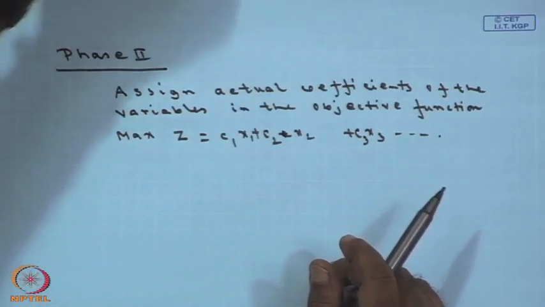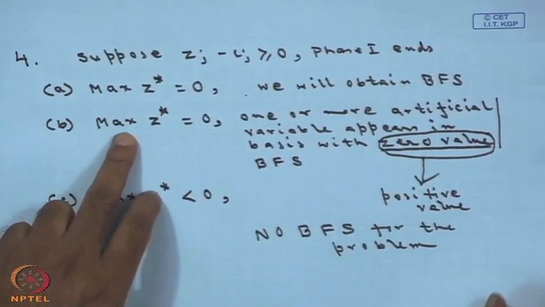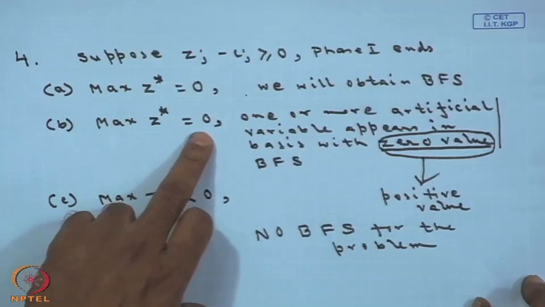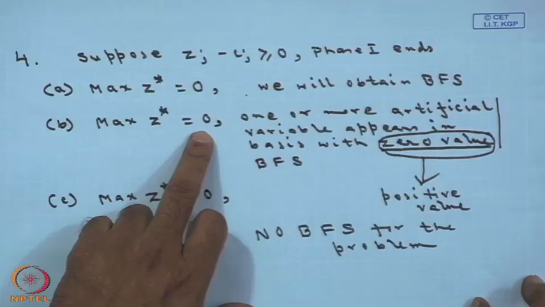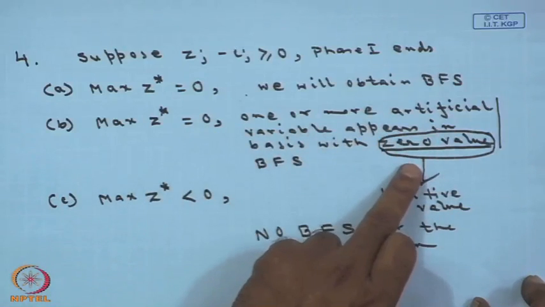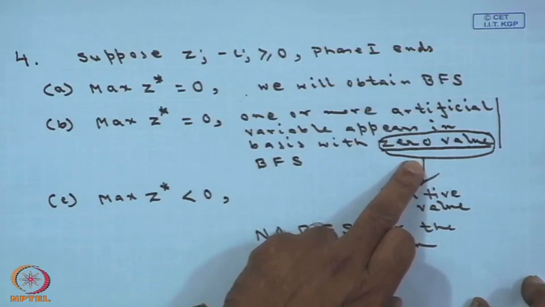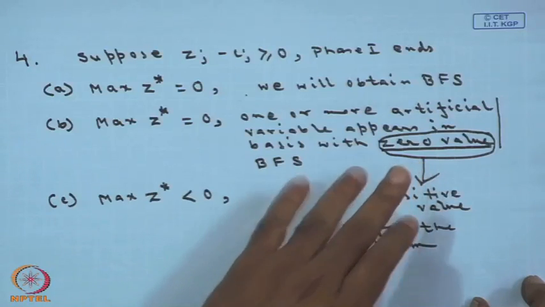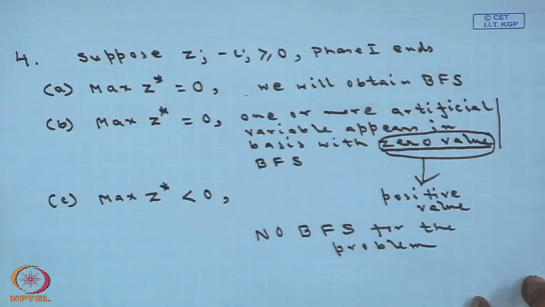The only thing to be noted here is that if it comes to the second case, maximize z star equals 0, where one or more artificial variables appear in the basis with 0 value, we have to be cautious that these artificial variables should never become positive, because if they become positive, in that case we will not obtain the solution. So, this we will again use with the help of examples, and we will see how we can solve this problem. Now, let us see how to solve the problem using the two phase method.